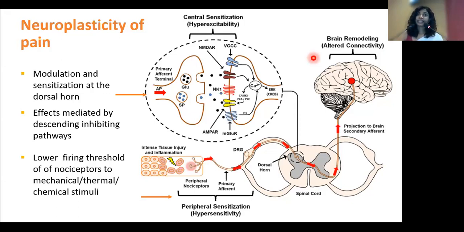In addition to that, there are changes that have been found in the brain from functional MRIs and many other studies. They have found that there is brain remodeling that happens with chronic pain. So these are changes that happen in the thalamus as well as the higher centers. So because of all this, there is an adaptive mechanism that later on becomes maladaptive when pain lasts for a longer period of time.